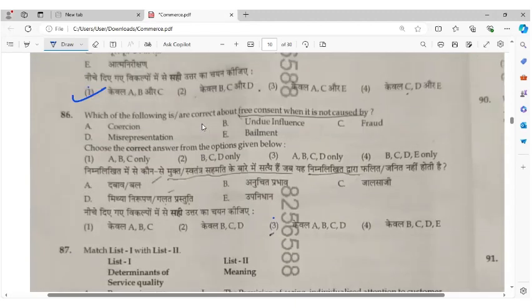Now the next one: which one of the following is correct about free consent? Consent is free if it is not caused by coercion, undue influence, fraud, or misrepresentation, but bailment is not a part of this. So if you eliminate option E, then A, B, C, D are all included, so option number 3 is correct over here.